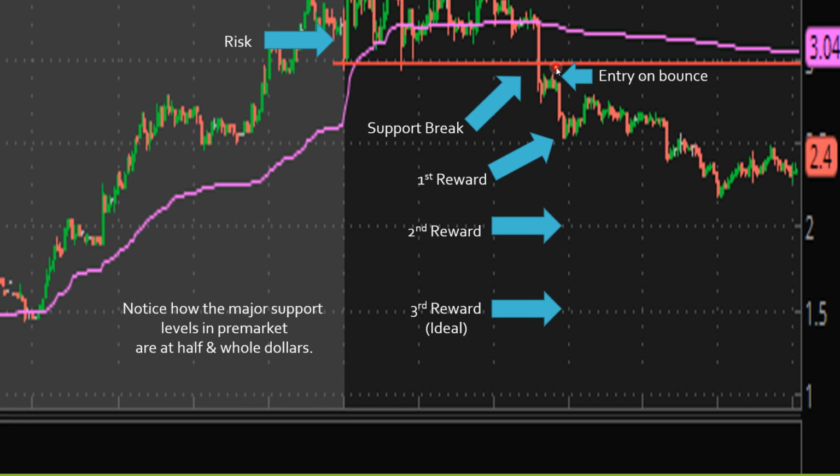Tight risk, decent bounce up here, very obvious and defined support break, and just look for it to fill the gap on the way down. This one, I don't even think this one did fill the gap, but that's how you could approach it, looking to take advantage of the entire move.